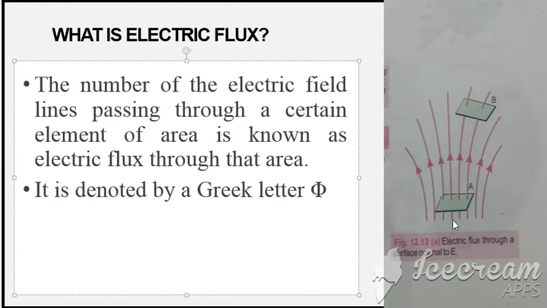In this diagram, this is the illustration of the passage of electric field lines through a certain element of area. Suppose this one is area A. When it is placed in the path of the electric field lines, you can see that in this area A, 4 electric field lines are passing through it. So we say that the electric flux through this element of area A is 4 because 4 lines are passing through it. Just lines without considering any area do not define electric flux.